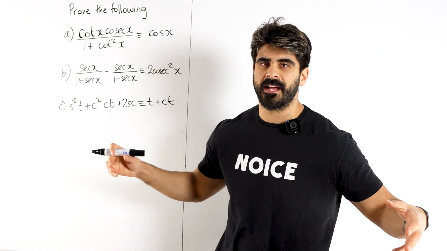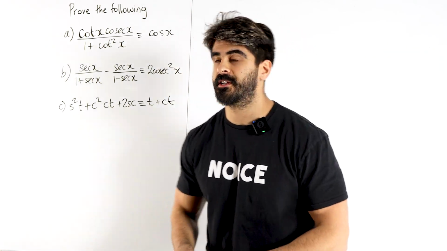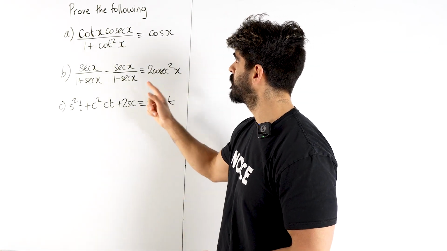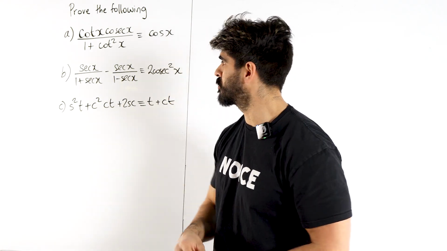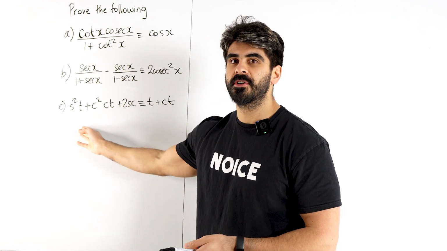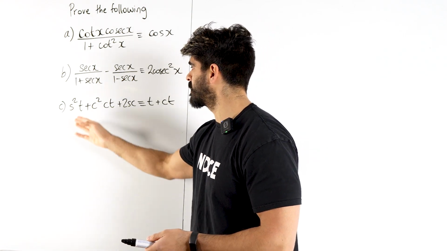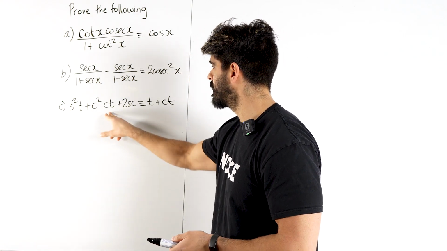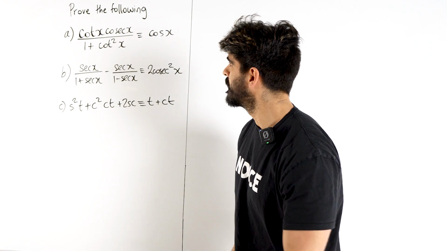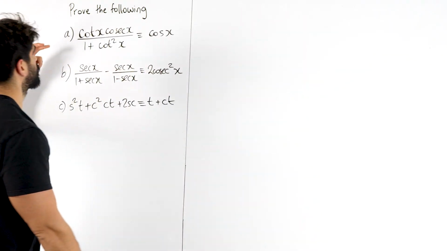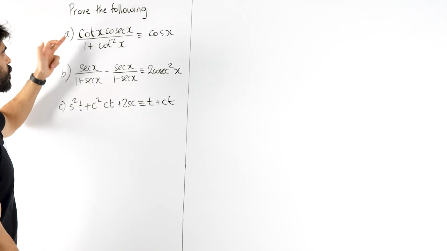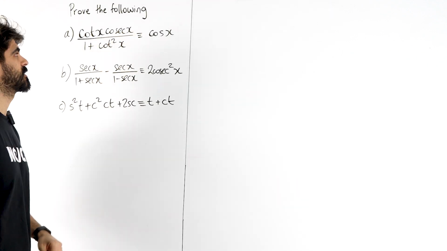Let's take a look at 3 varying levels of difficulty of trig proofs using Pythagorean identities and the reciprocal trig functions. This one was so long that I just abbreviated S to be sine, T to be tan, C cos, CT cot in it. Alright, let's look at the easy version. Part A. Prove cot x cosec x over 1 plus cot squared x is the same as cos x.